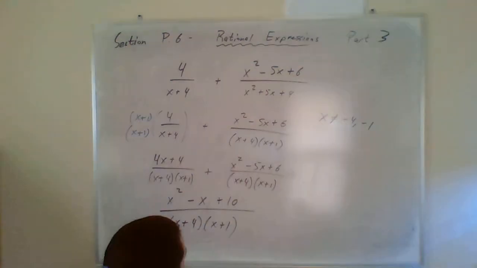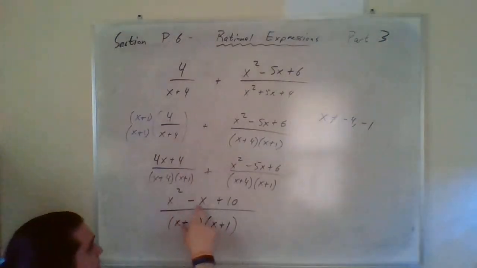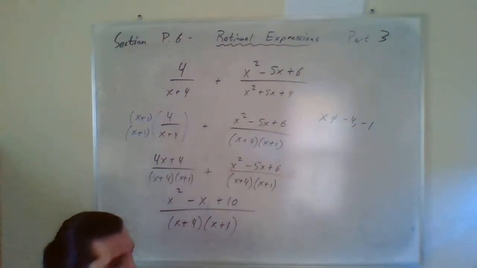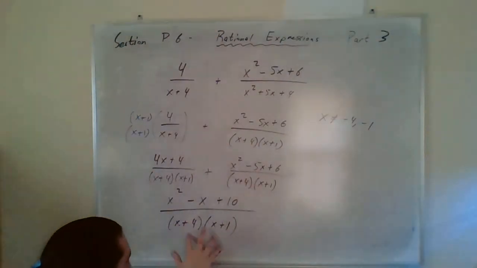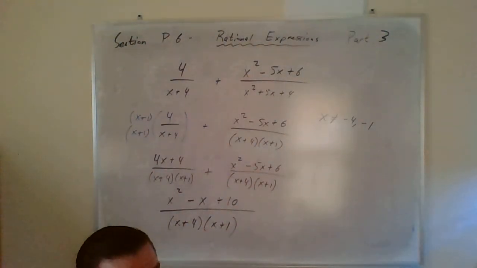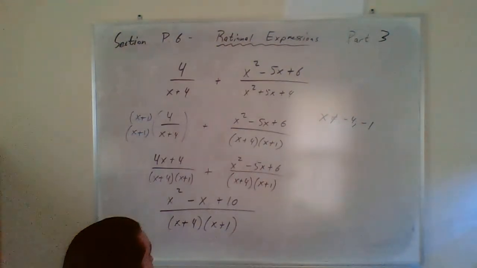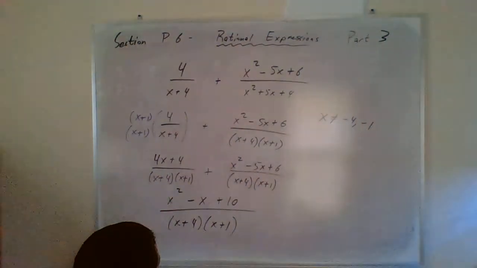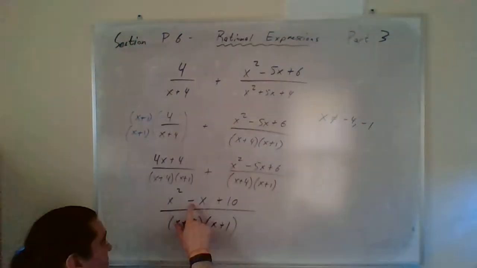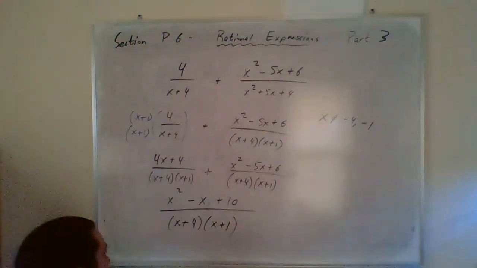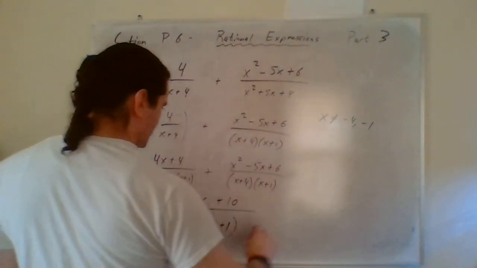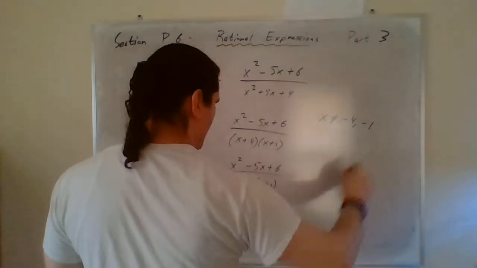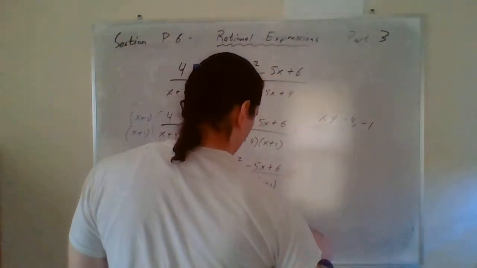And now we should check. The new top polynomial might factor, and if it does, it might cancel with something on the bottom. So we need to check if that's the case. It looks like that's definitely not the case here. The only thing 10 could factor into is 2's and 5's, and that's not going to get us a -1. So there's no way to factor the top. We're just going to leave this as is, and the domain restrictions are still -4, -1.